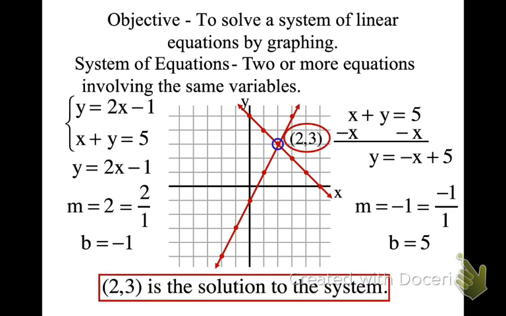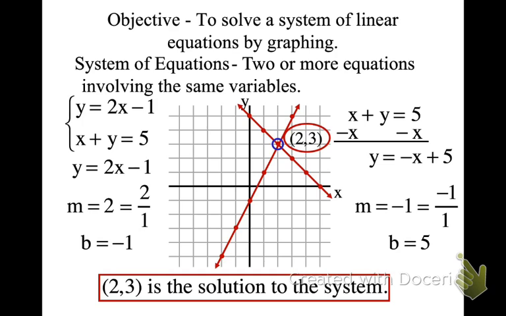When we solve systems of equations, there are three things that could happen. We could have a point be the solution. We could have the situation when we graph two lines like this. What would the solution be, Jenna? No solution. When they're parallel, there's no solution.